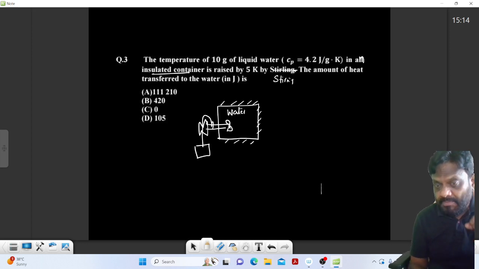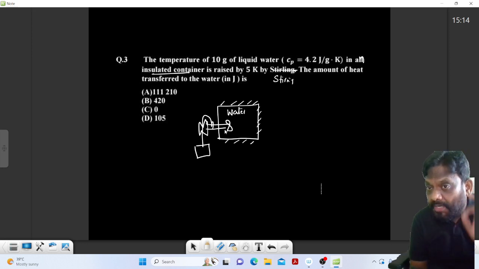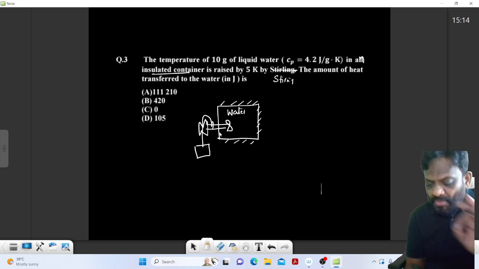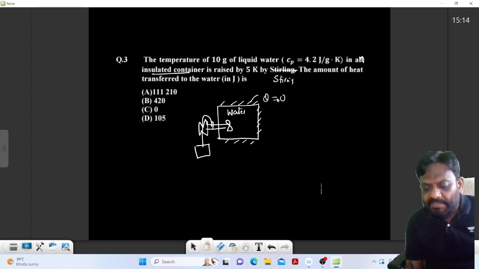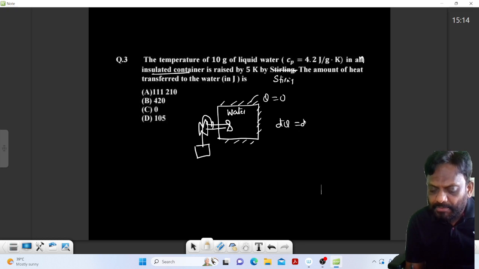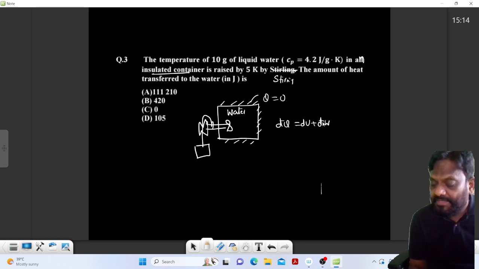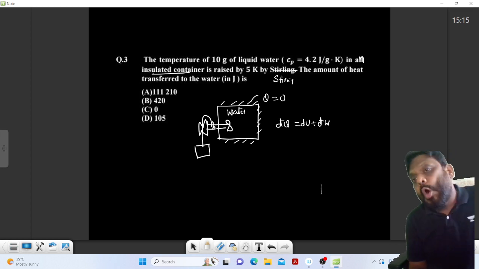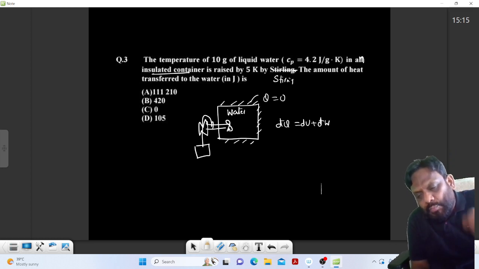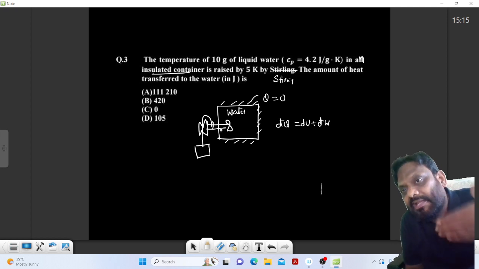Understand carefully. This is paddle wheel work, so work is transferred to the system through this boundary. And it is insulated, so heat transfer is 0. You may be wondering about mcΔT. Look here, sir: δQ is equal to dU plus δW. You may think dU is mcΔT, but that is giving me work. Paddle wheel work is done on the system, and because of the transfer of this work, there is an increase in internal energy.